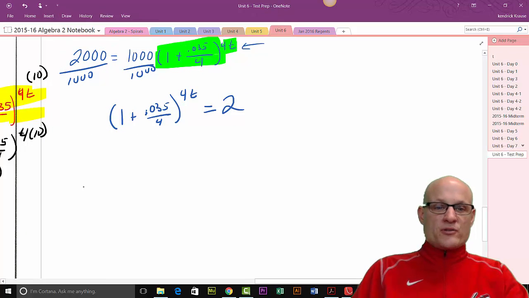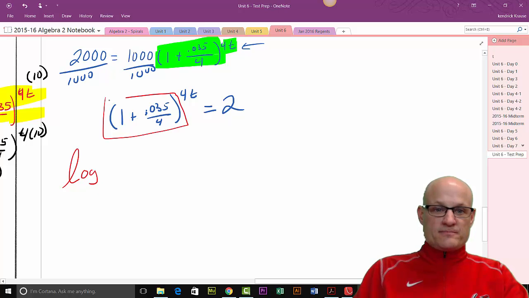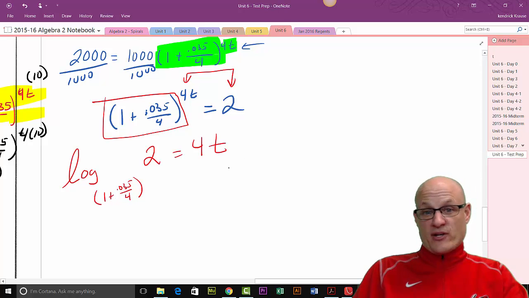So you're going to do, we have an exponential, we're going to use log of, this is the base, 1 plus 0.035 over 4 of, and then these two things switch, 2 equals 4 times t. Well, I still don't have t by itself, so I'm going to divide by 4 and divide by 4.